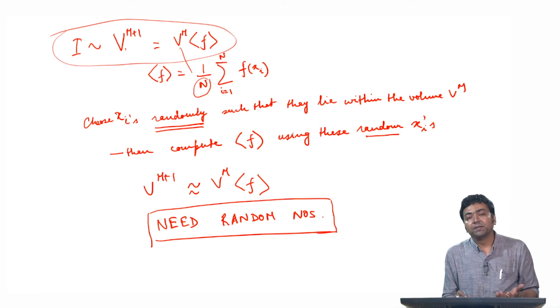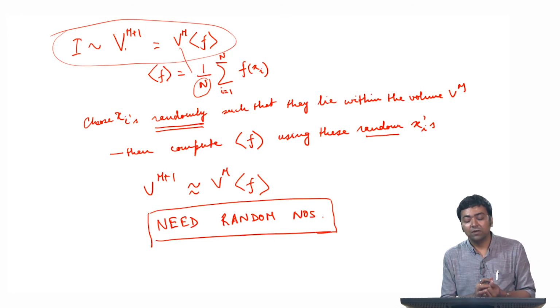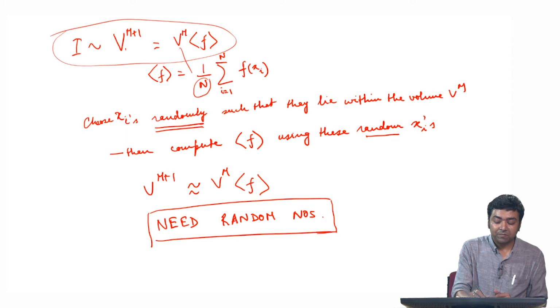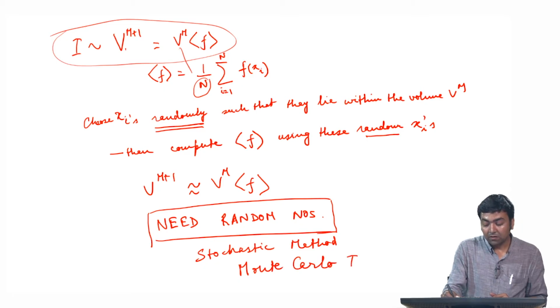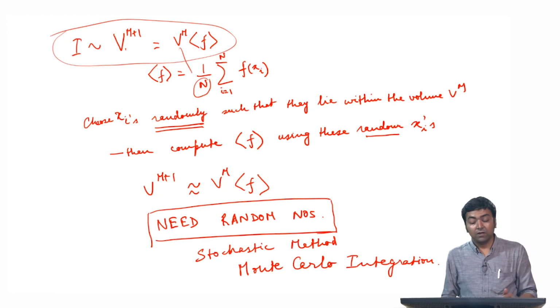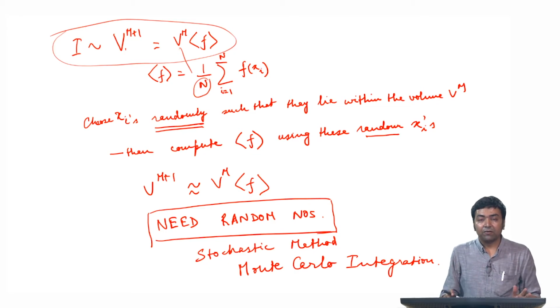So, what it means is that now things have become randomized and not deterministic as before, as we had seen for example, in the trapezoidal rule. Hence this type of integration method is called a stochastic method, and this integration method is known as Monte Carlo integration. So, this is the very simple idea or concept behind Monte Carlo integration.